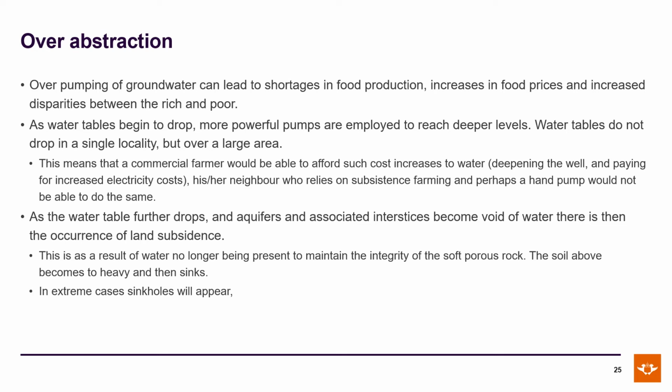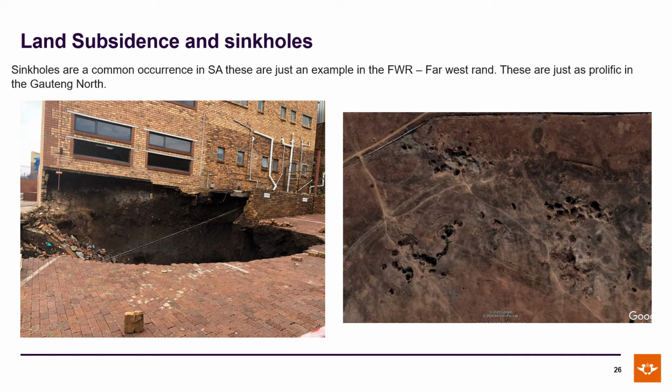In terms of land subsidence, we often get the appearance of sinkholes, which are actually quite common occurrences within South Africa, such as, for example, in the far west rand, as you can see on the picture to the right, that is just 13 kilometers south of Randfontein, where there are lots of mines, and they are just as prolific in the Gauteng north, in the Pretoria Centurion area, as you can see in this residential area.